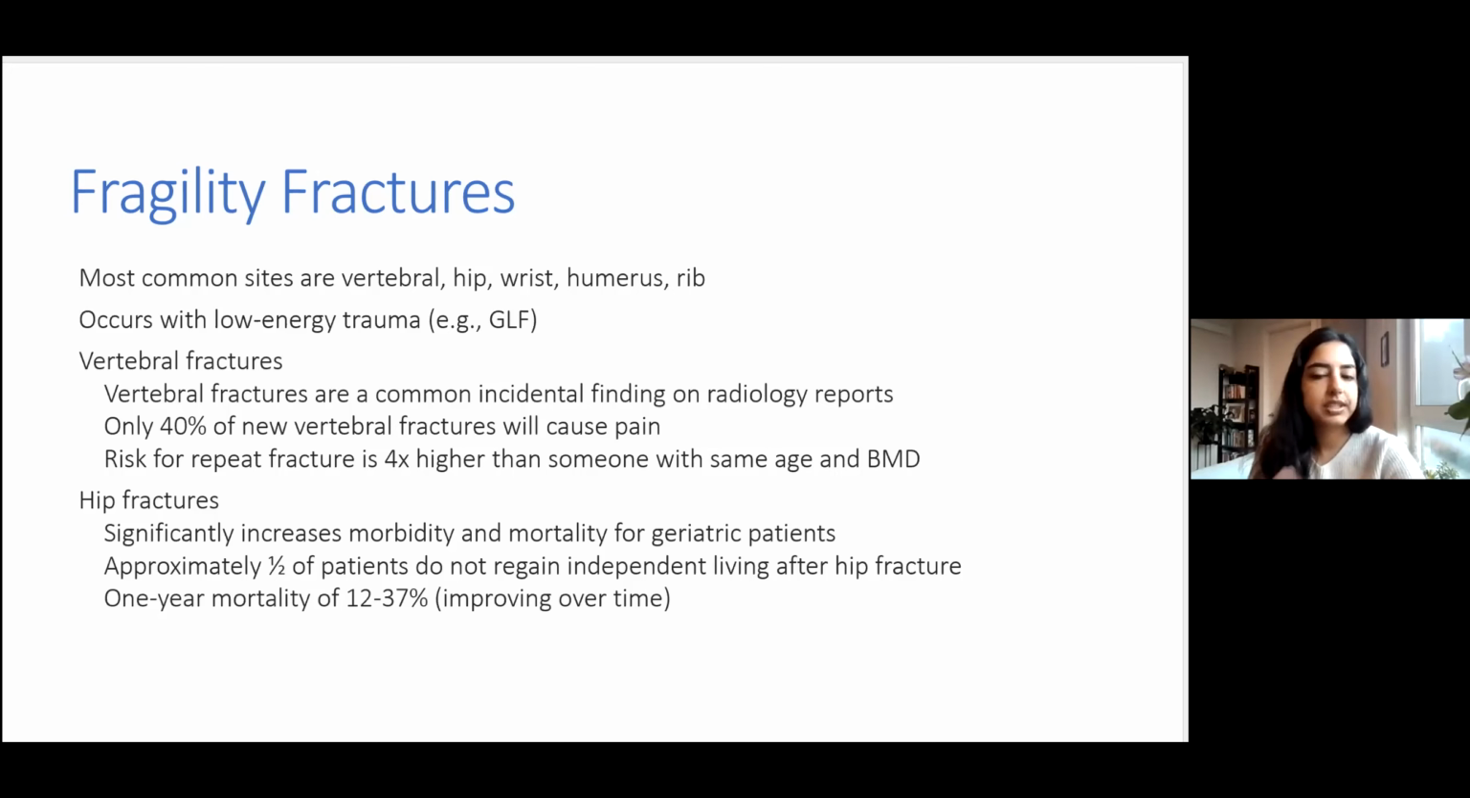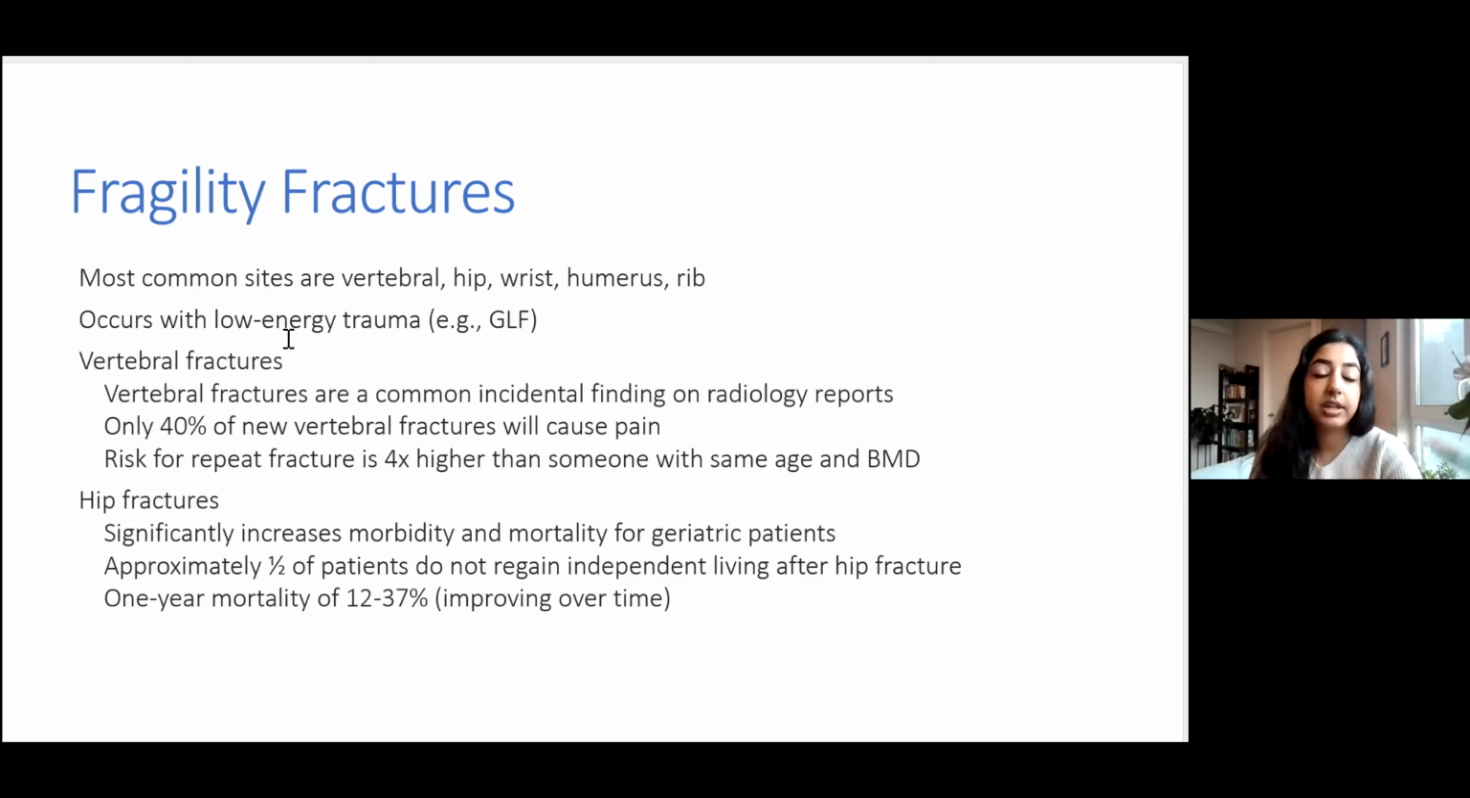Hip fractures, like I already alluded to, are a huge source of morbidity and mortality, particularly in the geriatric population. It's also one of these key life events that can affect people's ADLs. One half of people after a hip fracture don't regain independent living. We all know this, like in the hospital, we're going to discharge this patient to a SNF, but it just meaningfully affects this patient's quality of life and their ability to live their life in the way they want to.